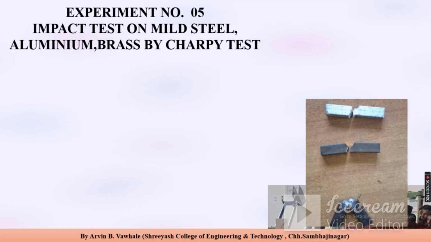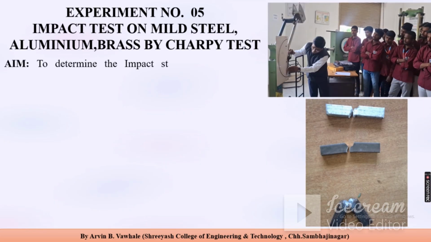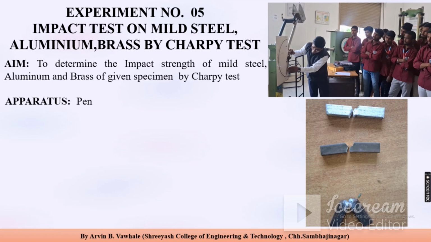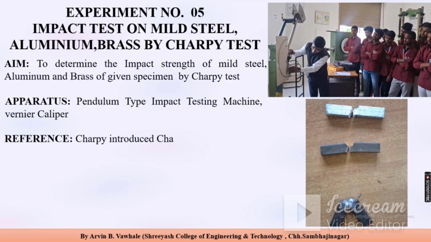Aim: To determine the impact strength of mild steel, aluminum, and brass of given specimens by the Charpy test. Apparatus: pendulum-type impact testing machine, vernier caliper. Reference: Charpy introduced the Charpy test in 1909. The test is as per Indian Standard 1499.